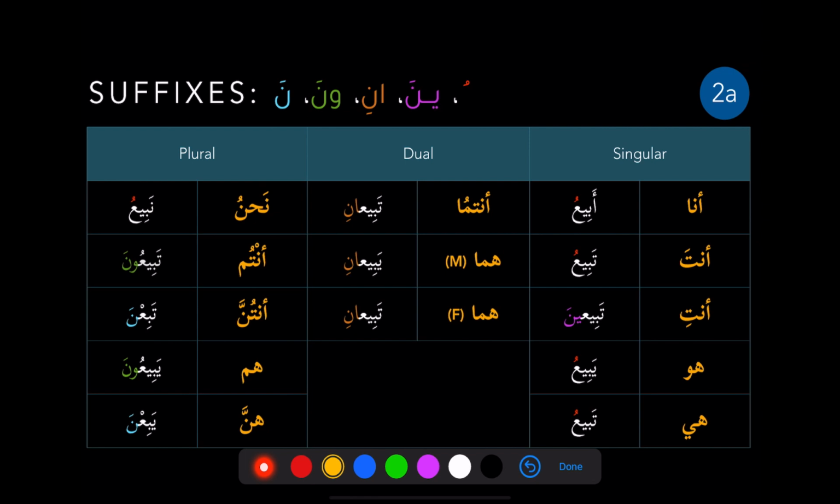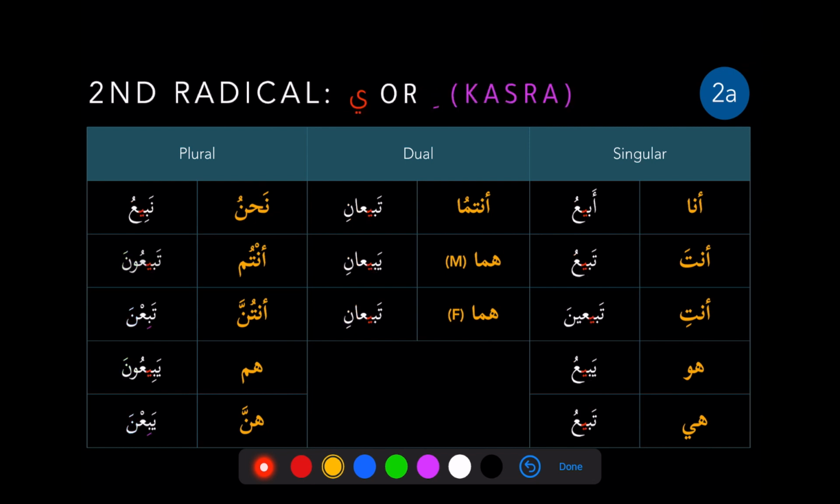The only thing that changed is the second radical. The ya remained on all the conjugations except for antunna and hunna, where the ya was dropped. And let's try to figure out why that happened. So let's take antunna as an example. In theory, this is what the conjugation should look like.